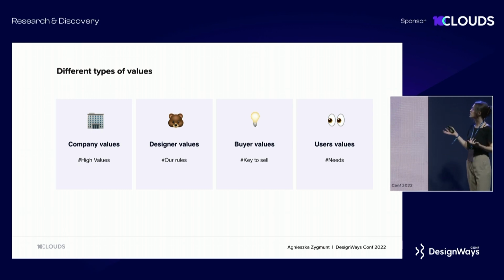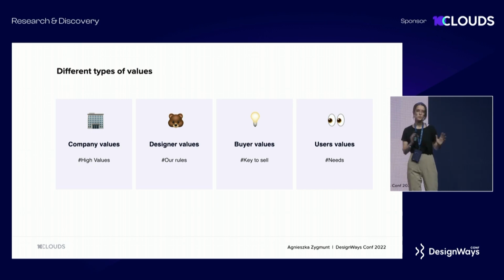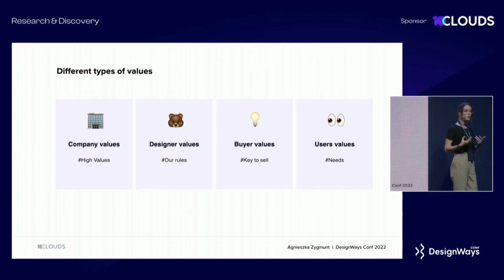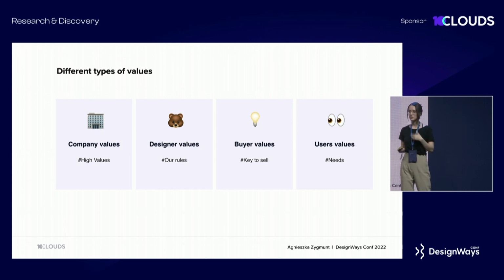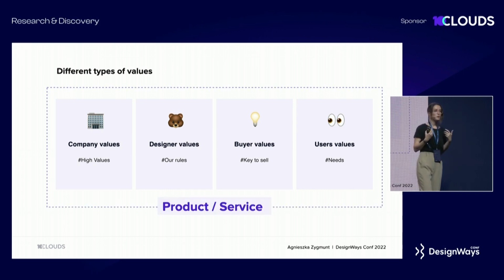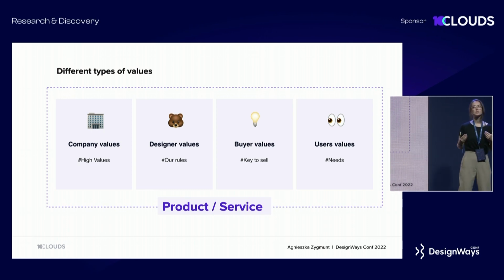We also have buyer values, so it's the key to sell something. And we have user values, so it's all about needs. We have this division between the buyer and the user because not always the buyer is the user of our solution. And okay, we have different types of values, but when we are building something, the product, the service, we should consider that every one of these types of values is building the product and the service.